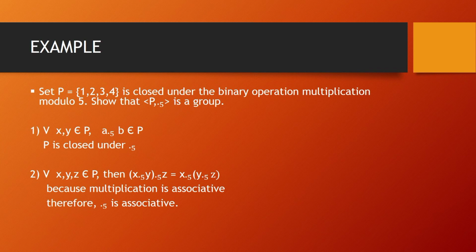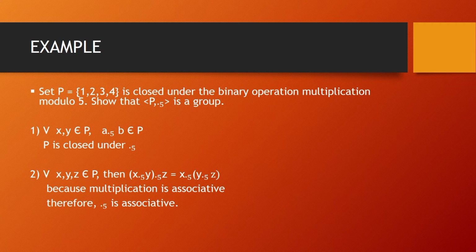So I will explain an example for groups. So here is an example for groups. The question is: a set P = {1, 2, 3, 4} is closed under the binary operation multiplication modulo 5. Show that P under multiplication modulo 5 is a group.